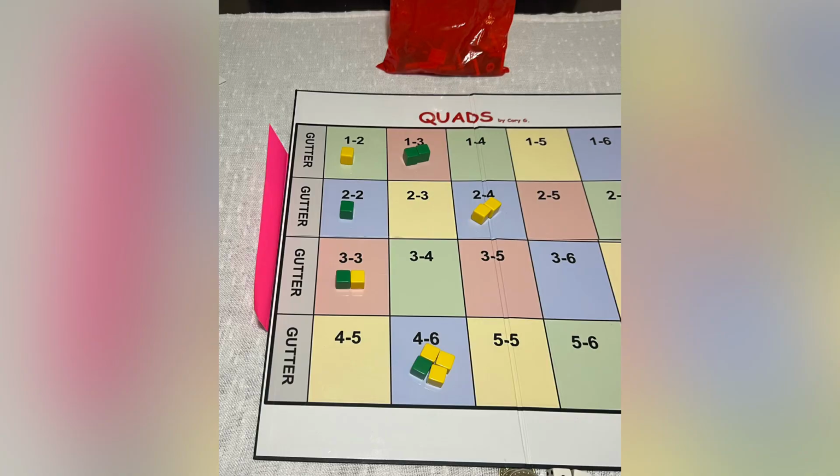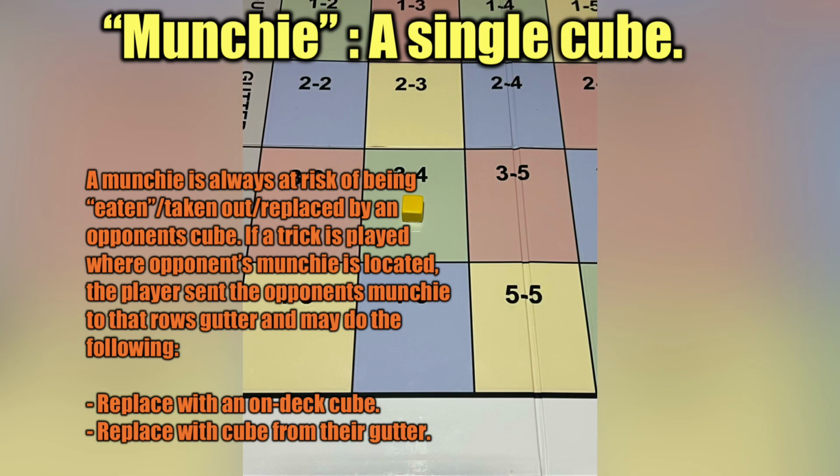Munchie. A munchie is a single cube. A munchie is always at risk of being eaten, which means it's vulnerable to being taken out by the opponent and sent to the gutter. If a trick is played where the opponent's munchie is located, the player sends the opponent's munchie to that row's gutter and can replace it with an on-deck cube of their own or replace it with a cube of their own that is in that row's gutter.